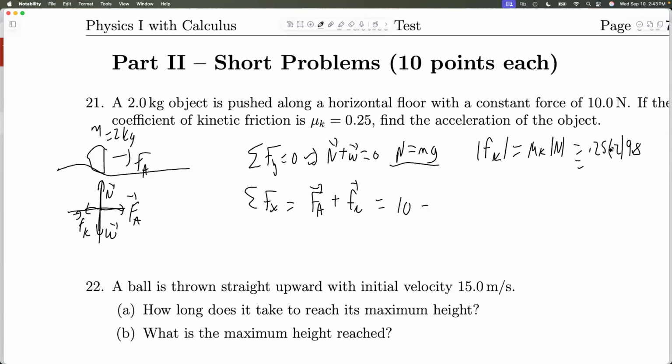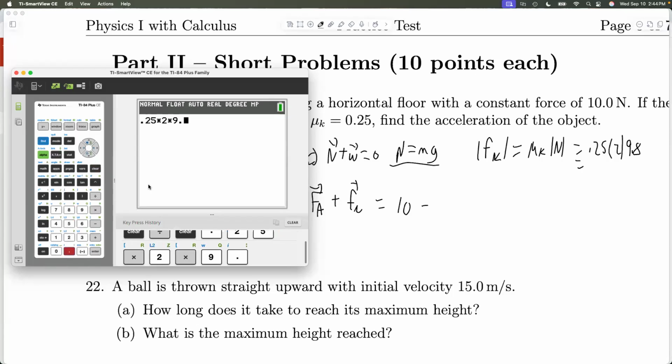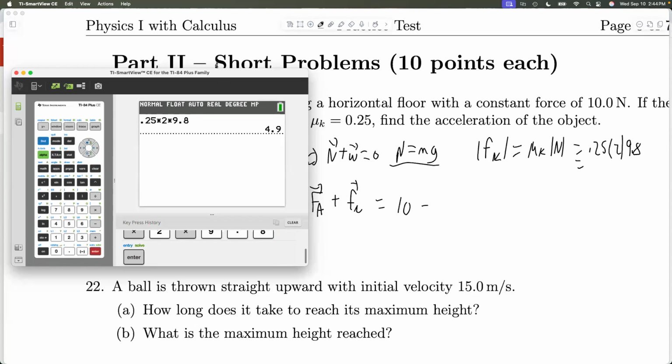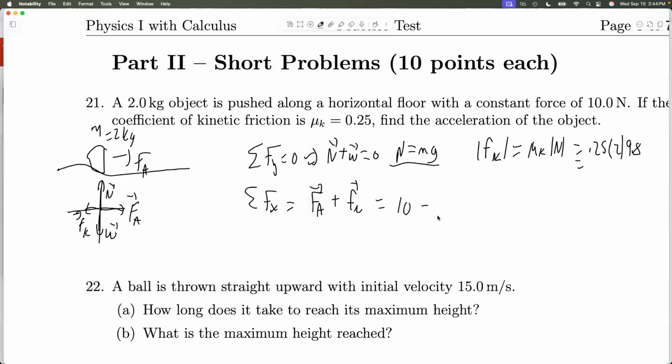minus, yeah, I'm going to need the calculator. I have my calculator closed. Hold on, let me pause and get that out. All right, so we got 0.25 times 2. Where'd I get 2 from? Is that my mass? Let me double check that. Yeah. All right, 4.9. So 10 minus 4.9 will be 5.1.